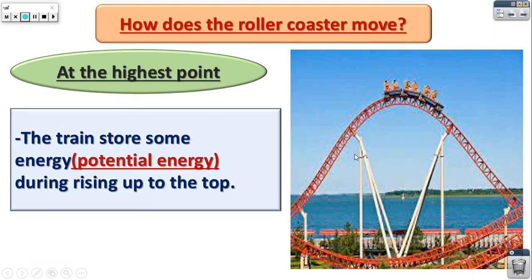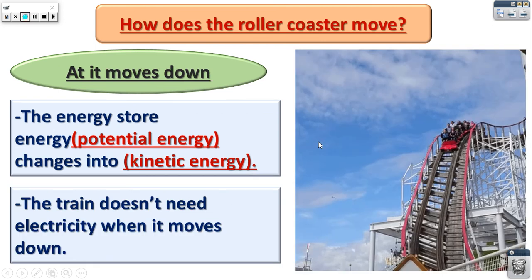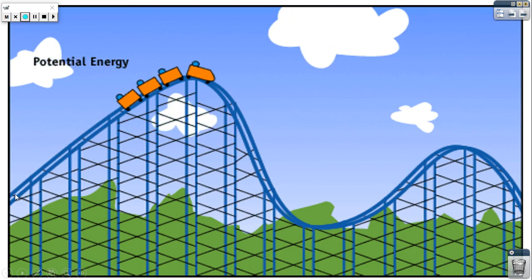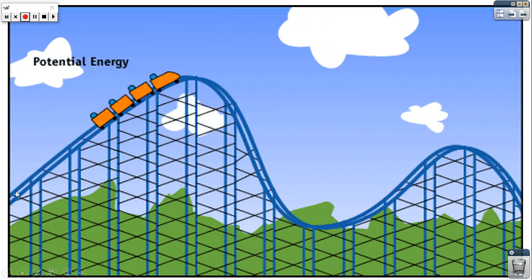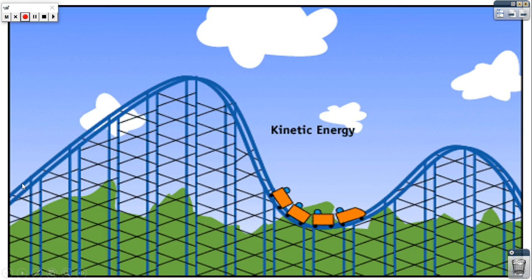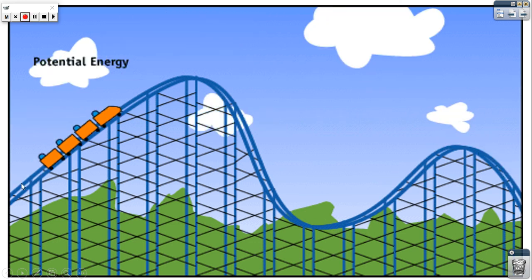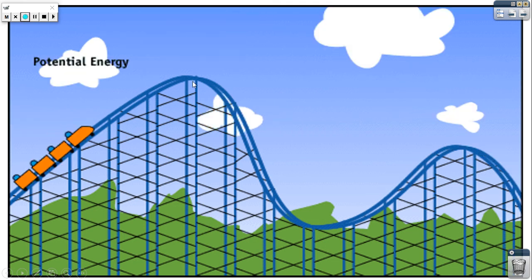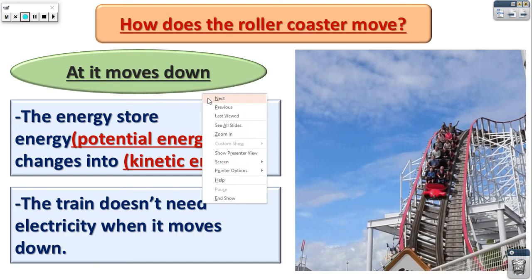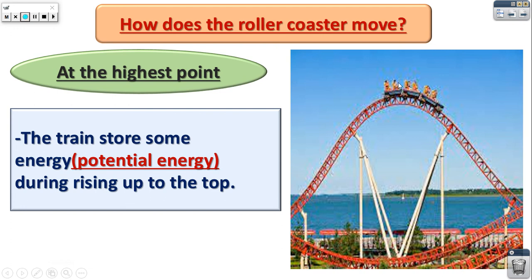Okay. Here, when the roller coaster is not moving, at this point, there is potential energy, right? At the beginning, at the start. Then the train of the roller coaster starts to move, so the potential energy changes into kinetic energy. And when the roller coaster gets to the highest point and stops moving one more time, there is potential energy here, and it starts to move down, so the potential energy changes into kinetic energy.